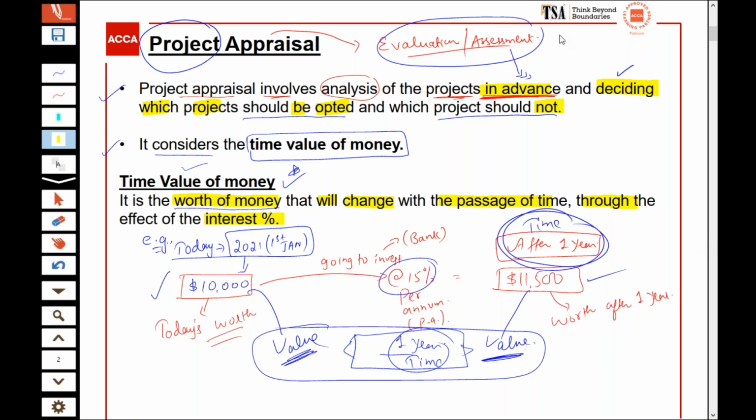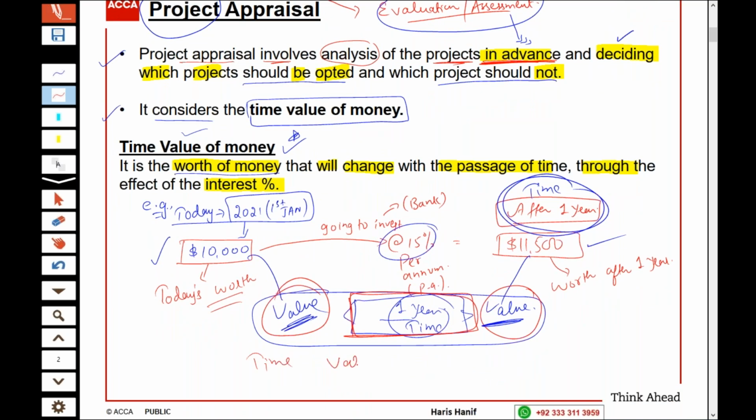Mr. Sagar, listen again. The time value of money: I have got 10,000 today. If I invest this amount at 15% for 1 year, then I will have 11,500. This is the value after 1 year, and this is the value in today's terms. In the middle, 1 year has passed. That's the time. So that's known as the time value of money. With the passage of time, your amount will be added to.